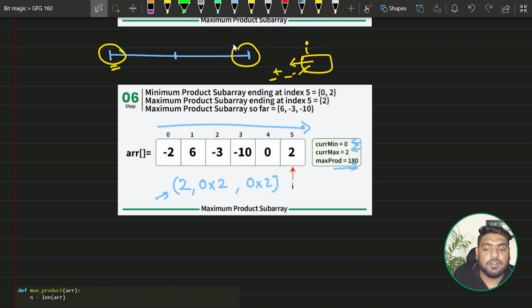If it is positive, then the current maximum that I have can get multiplied and make an even bigger value. Otherwise, if that is a negative value, then my negative number, or you can say the minimum value, can get multiplied with it, and that can make a bigger positive value. Okay, so you got my point. Now let's try to see the code for the same.